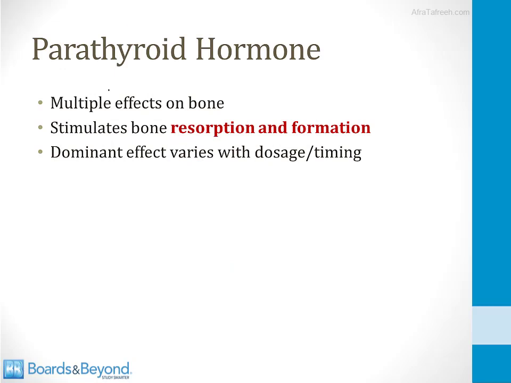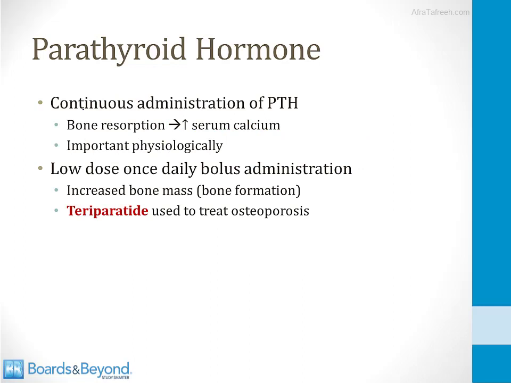So parathyroid hormone has multiple effects on bone. It can stimulate bone resorption and formation. The dominant effect varies depending on the dosage and timing. If you administer parathyroid hormone to bone tissue in a steady, continuous manner, this will lead to bone resorption and bone breakdown, and this will raise the serum calcium. And this is the way parathyroid hormone works physiologically to maintain calcium in our body.